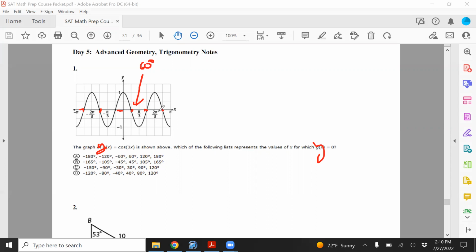Wait, 120, that doesn't make any sense. Let me look at it some more. Yeah, because 2 pi over 3 is going to be 120. So I don't know if I really agree with that. That's interesting.